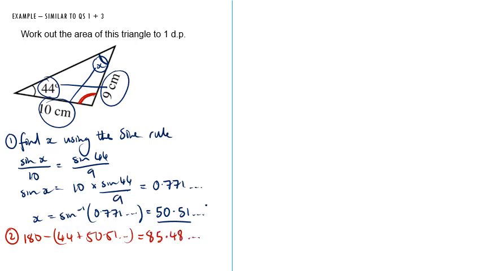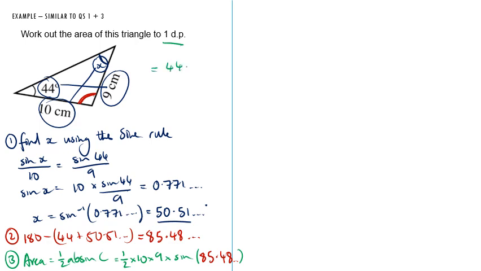And our final step is to use this to calculate the area of the triangle. And to one decimal place, this comes to 44.9 centimetres squared. Now, it is really important with these questions that you keep your work organised. There's lots and lots of different places where it's easy to make a slip.